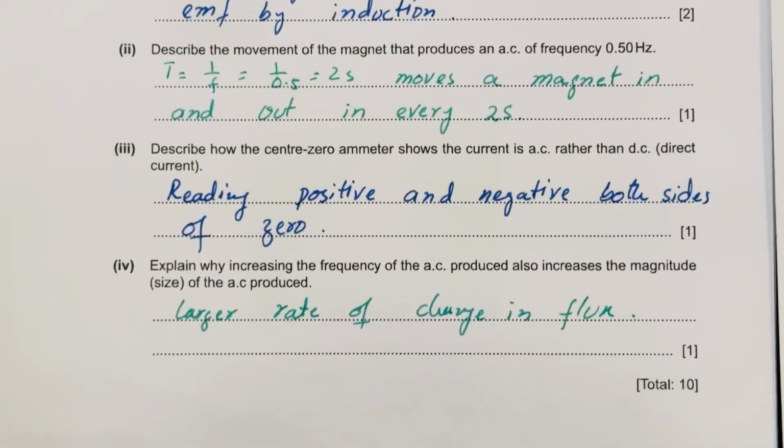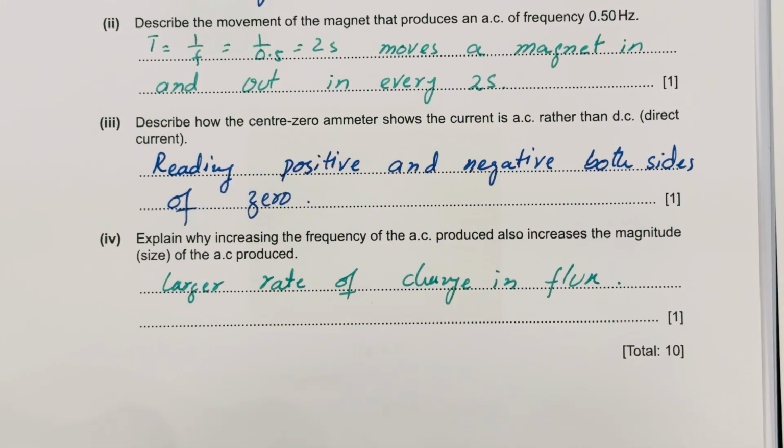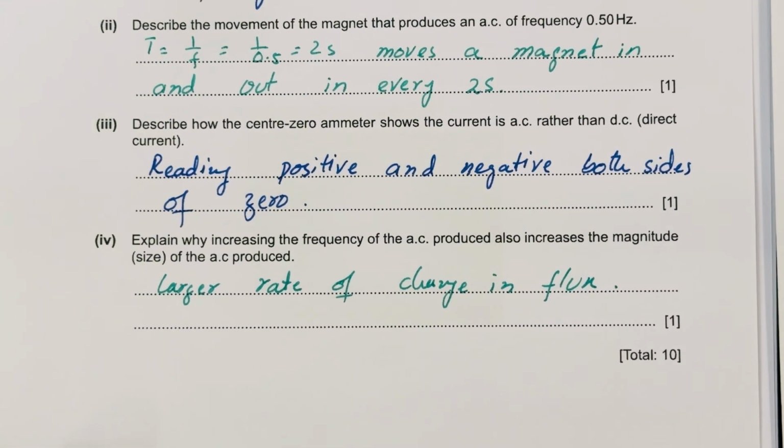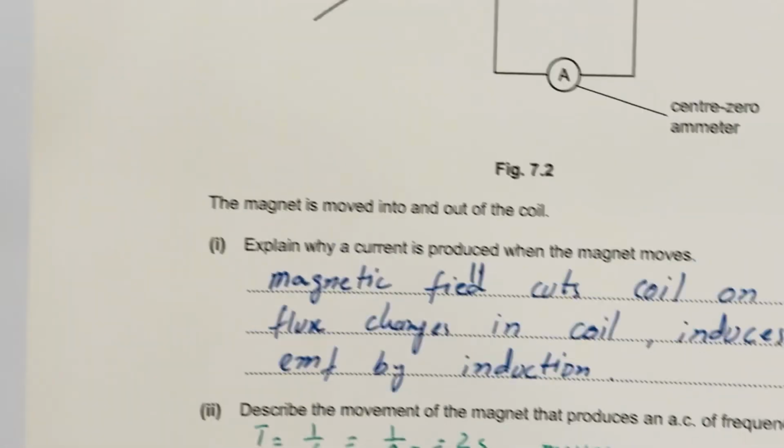Okay. Explain why increasing the frequency of the AC also increases the magnitude of the current, because when you change the magnet more quickly, it would induce more, and the larger rate of change of flux will produce a larger current. So this is how we have completed this question. Moving to question number 8.